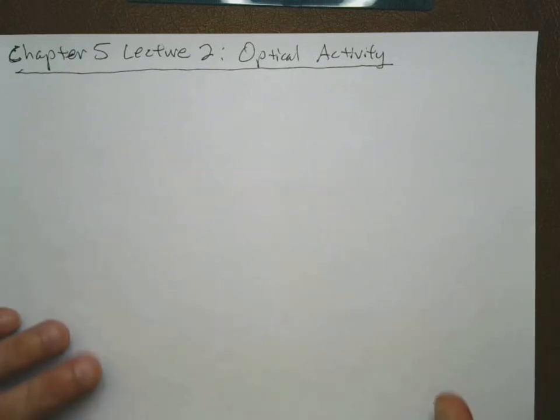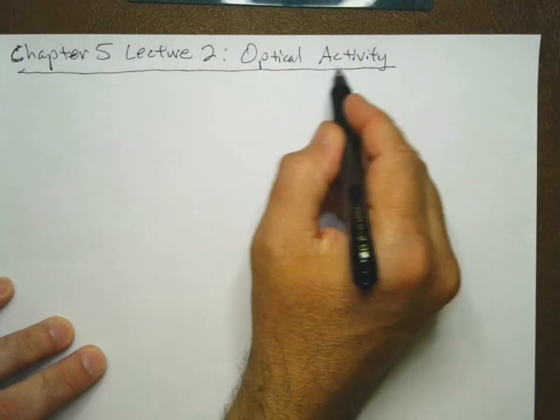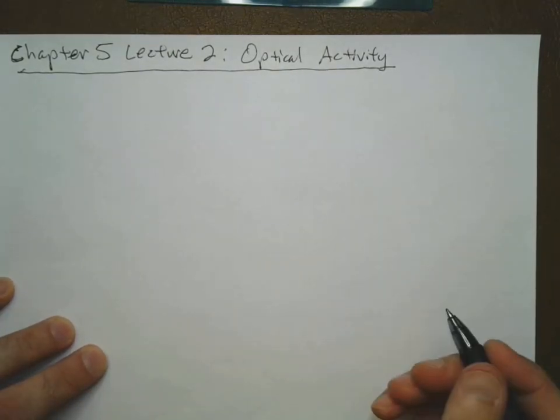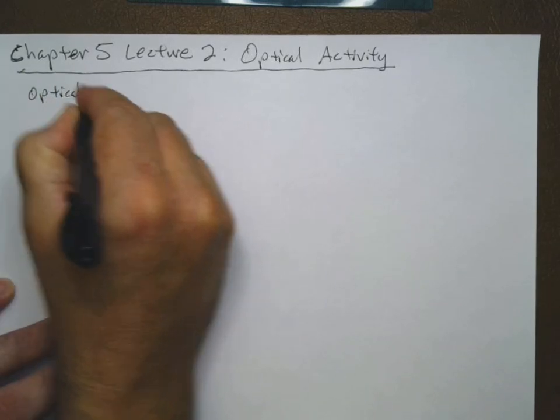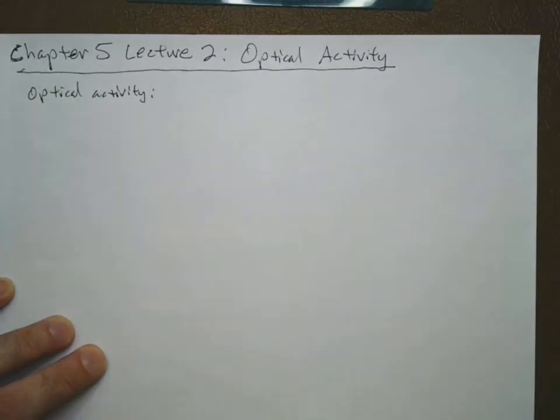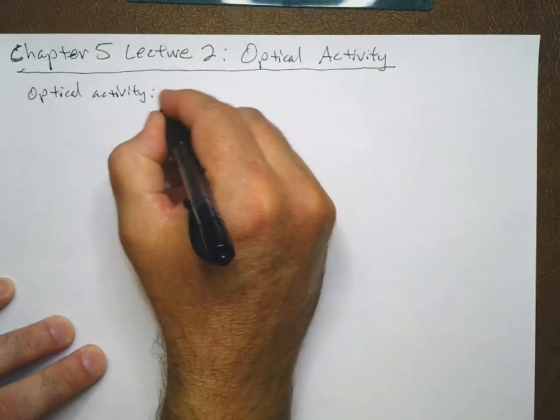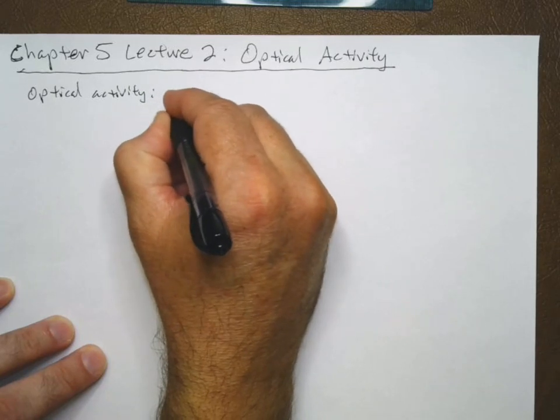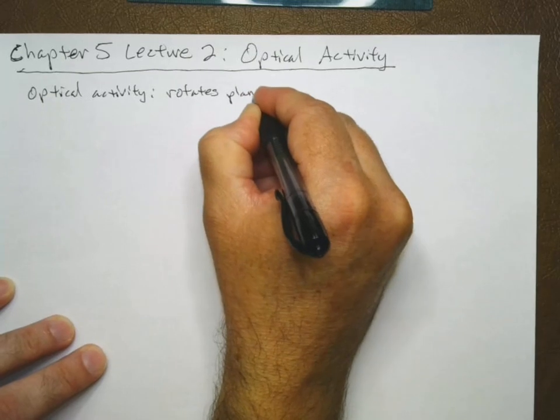All right, Dr. Pitcher back, and in this lecture we'll take a look at the concept of optical activity. Now, what is optical activity? Optical activity is the property of a substance being able to rotate plane polarized light. So we'll say rotates plane polarized light.